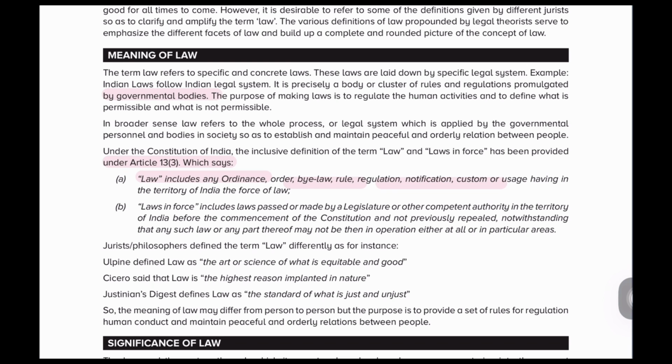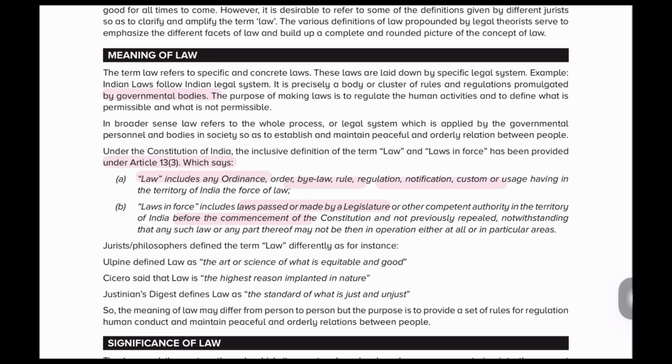The Constitution of India, under Article 13, Clause 3, gives an inclusive definition of law. It includes ordinances, orders, bylaws, rules and regulations, etc. And second is law in force. So it basically includes any law which was made by a competent authority before the Constitution came into effect.